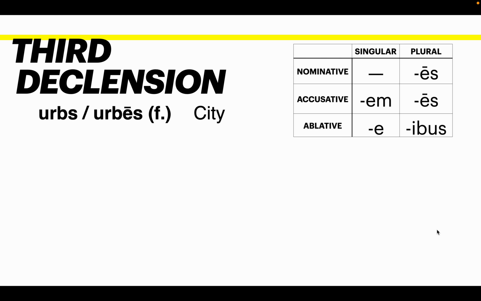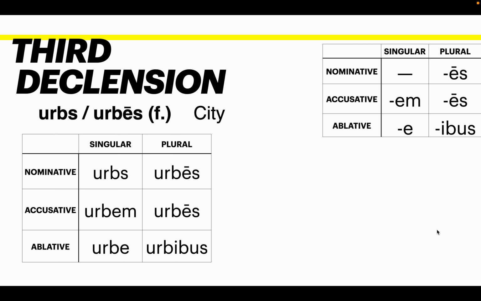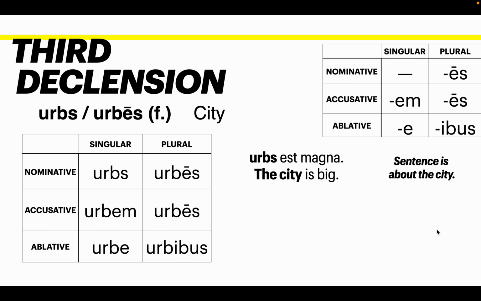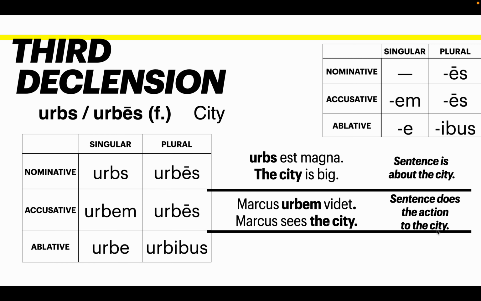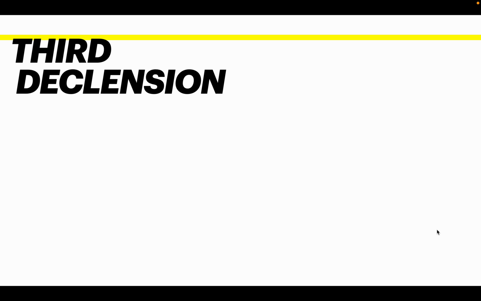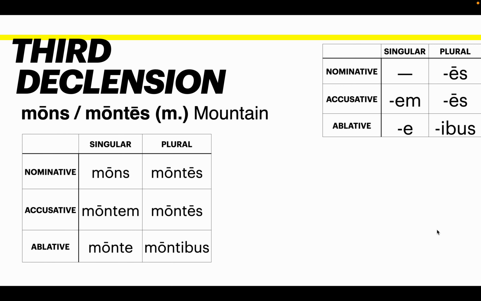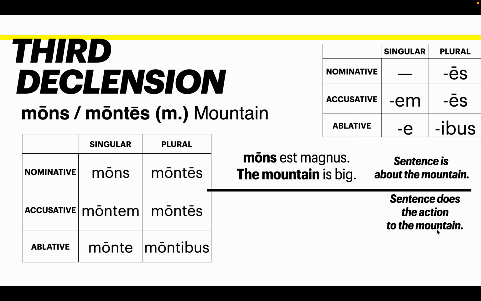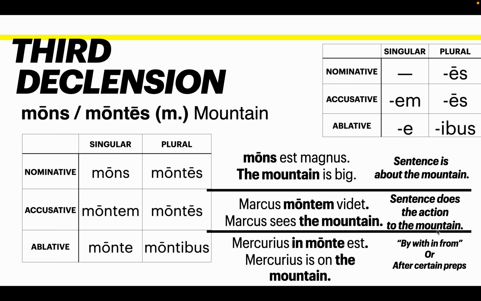If we look at city, here's the endings for these third declension nouns. And this is what the word would look like with those endings put on it. So just to take a look at it in context, nominative, making it about that. Accusative, having it after the verb. And ablative after certain prepositions. Let's look at mountain. Same endings. Here's what it looks like with the endings put onto it. So nominative, about it. Accusative, coming after the verb. And then finally ablative, where we translate it as by, with, from, or after certain prepositions. That's where you'll see the e.